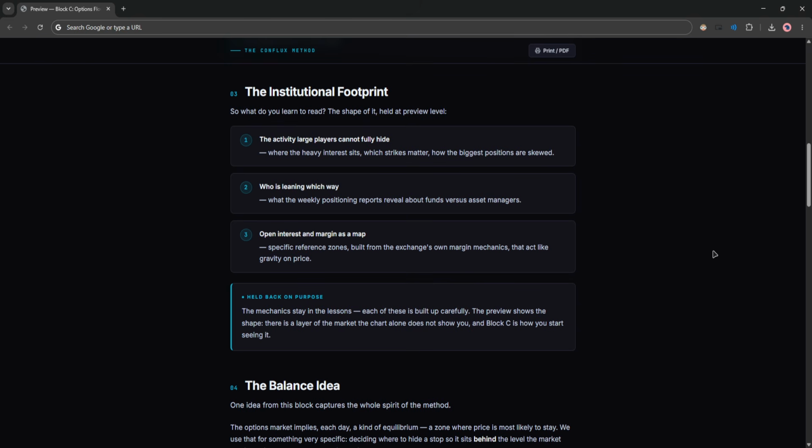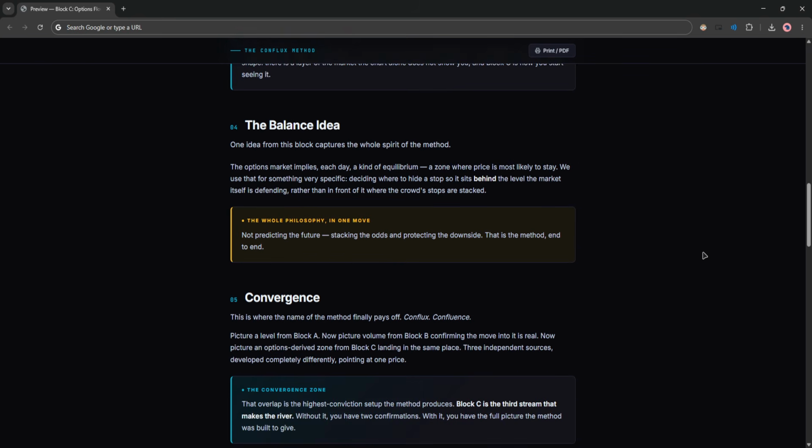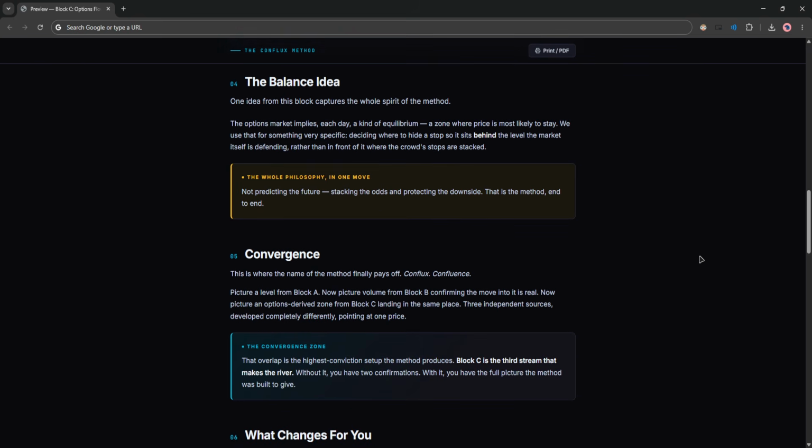I am keeping the mechanics for the lessons because each of these needs to be built up carefully. The point of the preview is the shape of it. There is a layer of the market the chart alone does not show you, and block C is how you start seeing it.